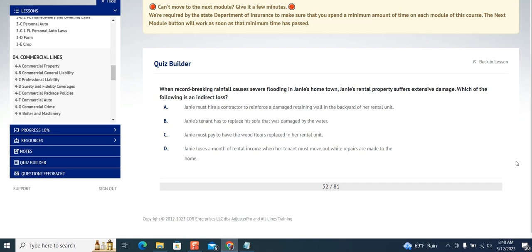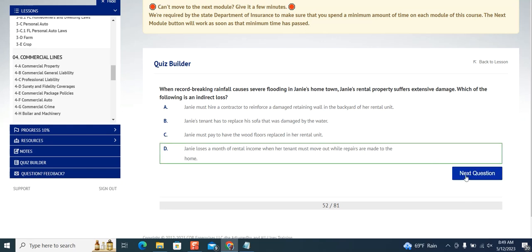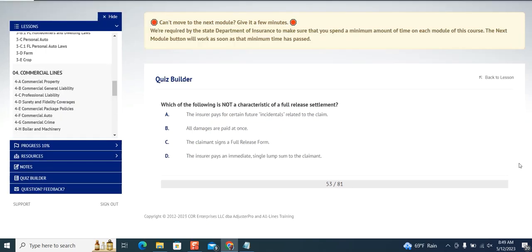So indirect would mean, okay, let me see. Her house flooded, so an indirect loss would mean it's a rental property. Whoever was in the rental property has to move out, and she's going to take another loss since it's a renter. So if she had a tenant, she would take another loss. That's an indirect loss, baby.